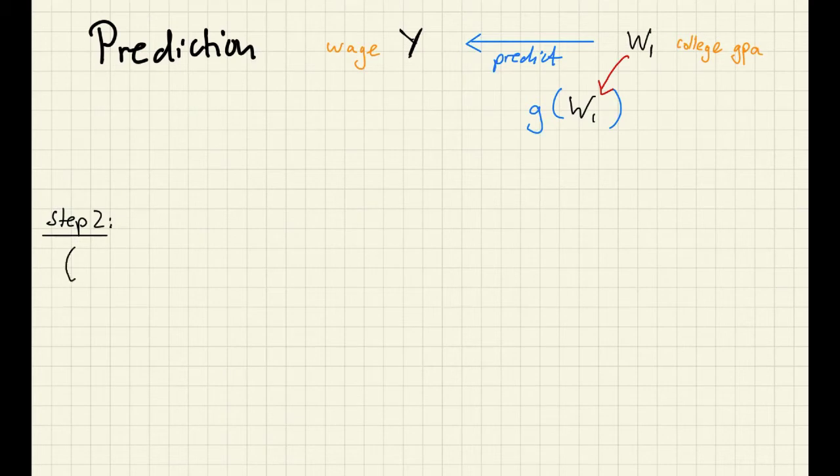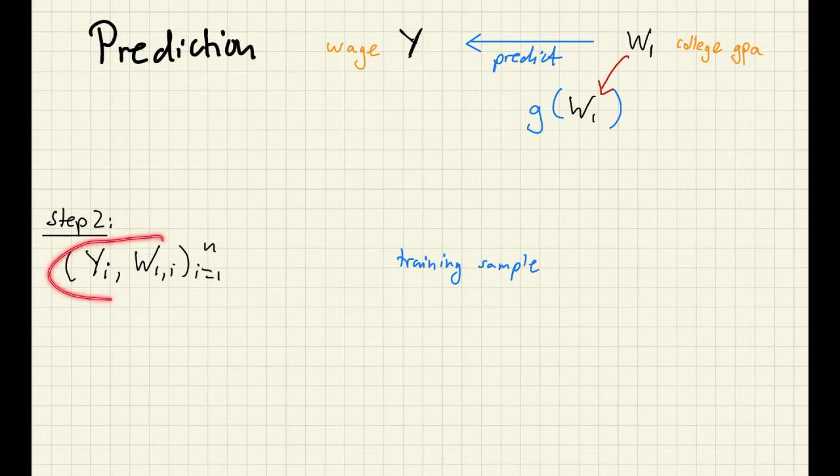So we assume we have a sample where we have data on the outcome that we want to predict. We have data on the predictor. And such a sample is called a training sample. Using the training data to find a good function g is called training the model.